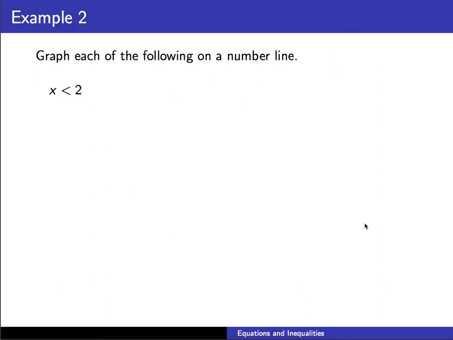So example 2, graph each of the following on a number line. We're going to start with x is less than 2. Here we have a 2. It's going to be an open circle because it's not equal to 2. So it can be very, very close to 2, but it can't equal 2. And then we're just going to shade everything to the left. So any number that's to the left of 2 on a number line, like 0 or negative 100, will make this inequality true.